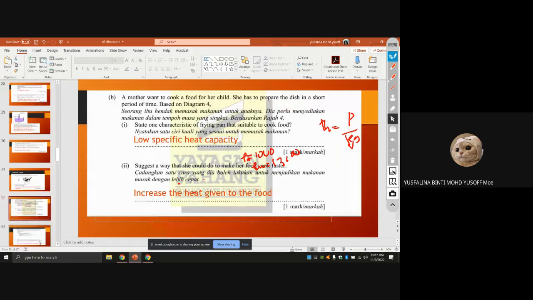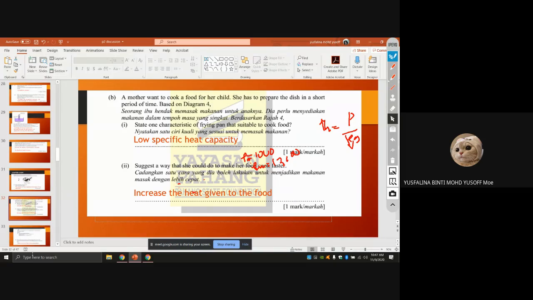Okay, so a mother wants to cook food for her child, so she has to prepare the dish in a short period of time. Based on diagram 4, state one characteristic of a frying pan that is suitable to cook food. The first one should be low specific heat capacity, or you can say use metal. Using metal is also acceptable. Okay, low specific heat capacity.